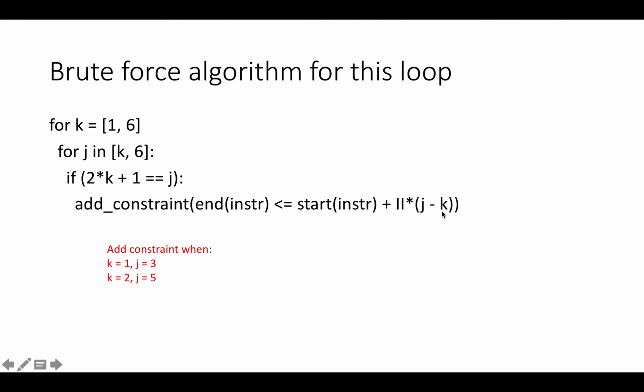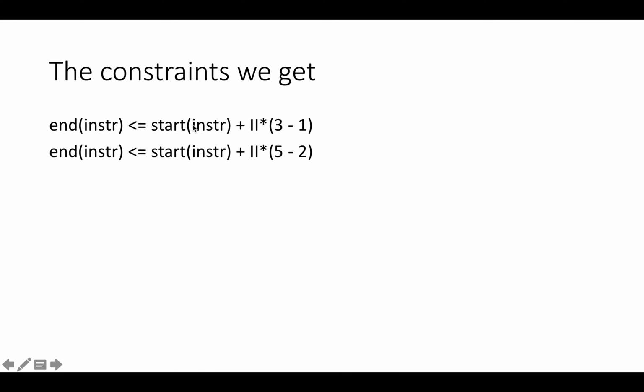And when we add these constraints, what we're going to get is that the end of the instruction has got to be less than or equal to the start of the instruction plus the initiation interval times 3 minus 1, and then the same thing plus the initiation interval times 5 minus 2. Which reduces to: end of instruction is less than or equal to start of instruction plus the initiation interval times 2, and end of instruction is less than or equal to the start of the instruction plus I times 3.